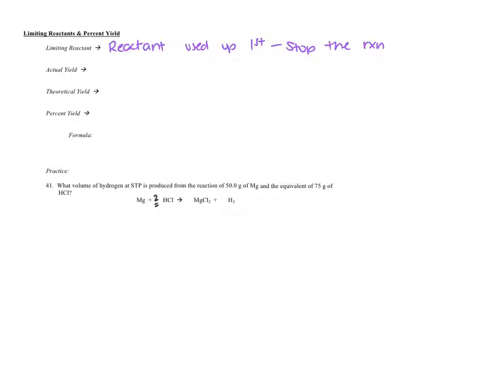Actual yield is the amount of product. Yield is always going to talk about product. And I'm going to use the word actually, and you're not really supposed to do that in a definition, but that's the best way to describe it. Amount of product actually produced during the reaction.